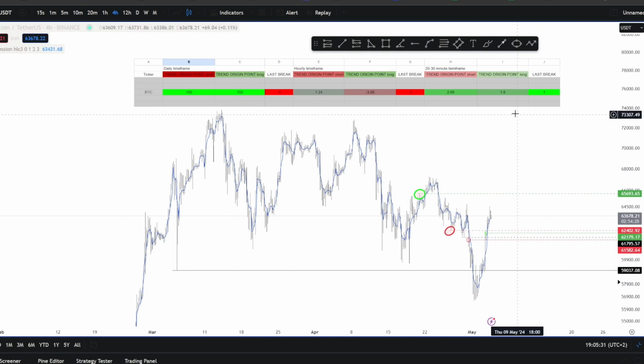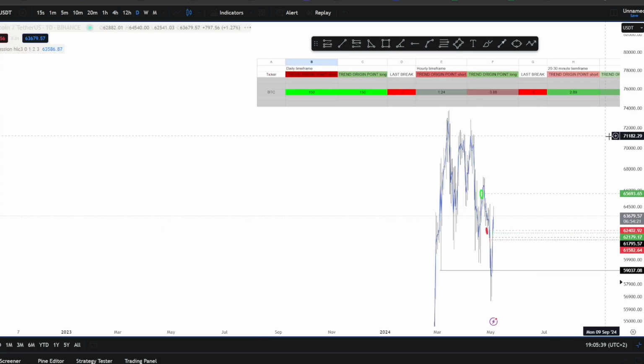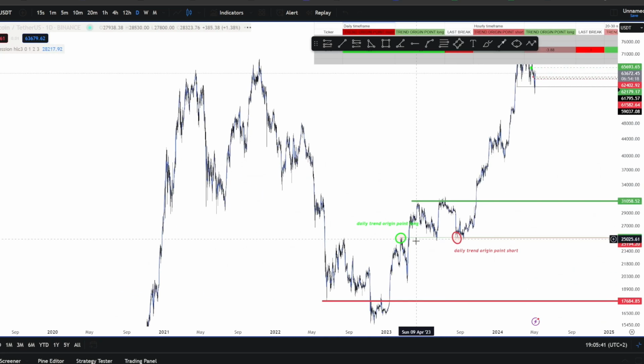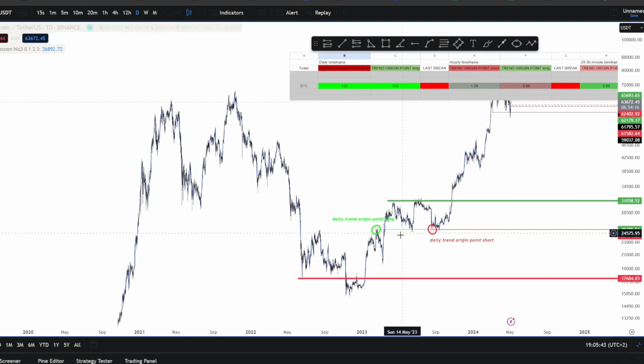But starting on Bitcoin here from the daily time frame and its trend origin points all the way down here, because this was the third structure break in this bullish trend right here. We have the first structure break, pull back, second structure break, pull back, and the third structure break right here, where a successful break of it commenced this bull market.